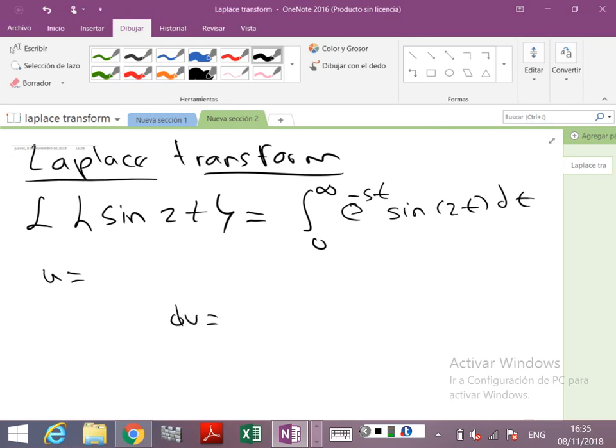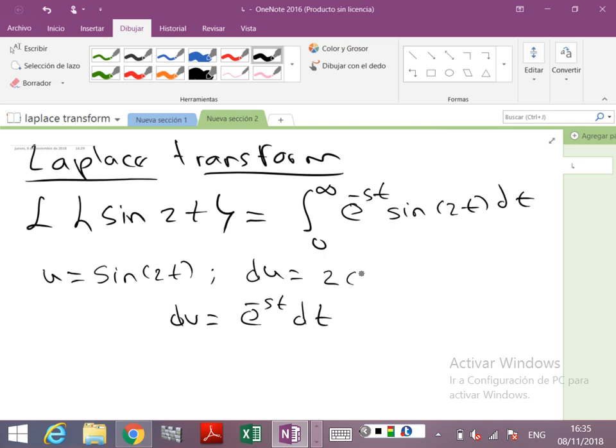So what do you want to do? What do you want to be for u? So probably you can try either way. When I'm gonna do it, I'm gonna do u as sine of 2t, and dv I'm gonna do e to the minus st dt, right? Therefore du equals what? 2 cosine 2t dt, right?